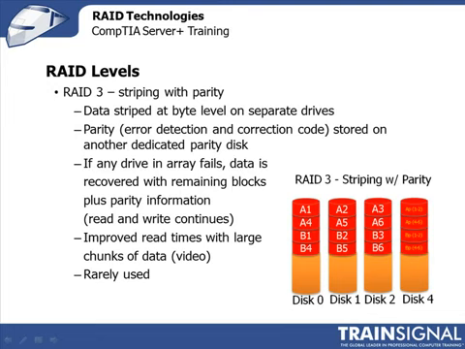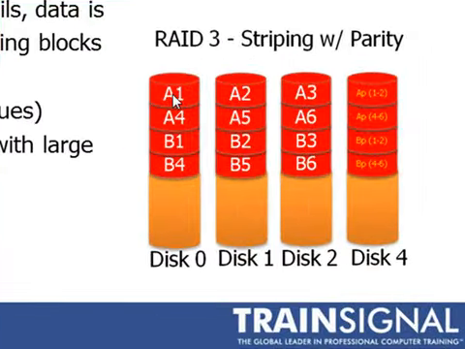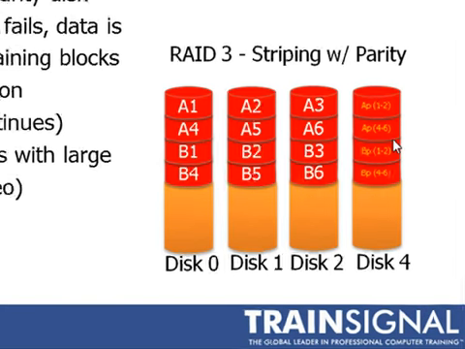RAID 3 is called striping with parity. And under this scheme, data is striped at the byte level on separate drives, while parity, which is error detection and correction code, is stored on another dedicated parity disk. And if you take a look at the image, you can see that we have the data here, striped across the 3 drives in the array, and we have the separate parity disk.